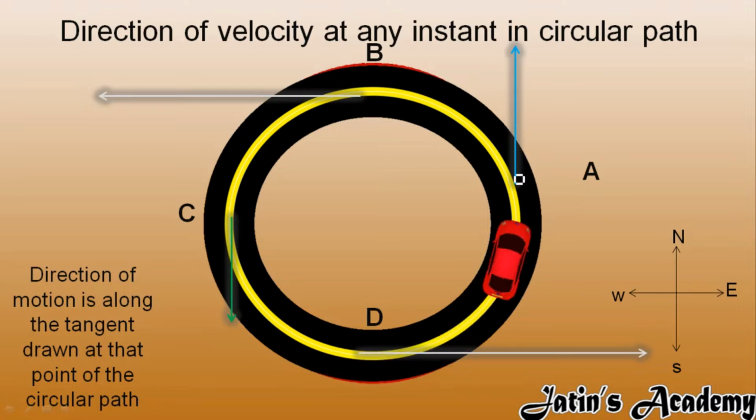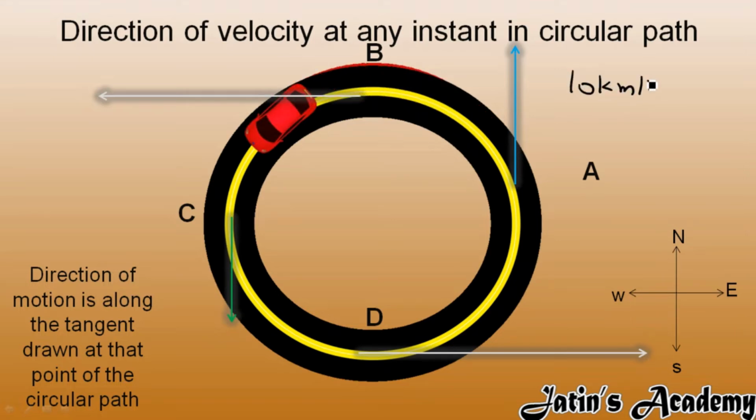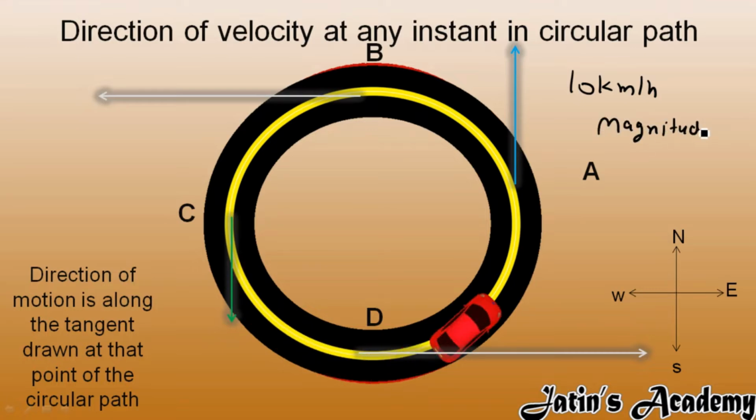Here note one thing, that at each and every point the direction is changing, even though in a uniform circular motion, magnitude value is constant. For example, this car is moving with 10 km per hour speed. So this 10 km per hour is actually a magnitude. So magnitude wise this is constant. Magnitude wise this car is not changing its speed.